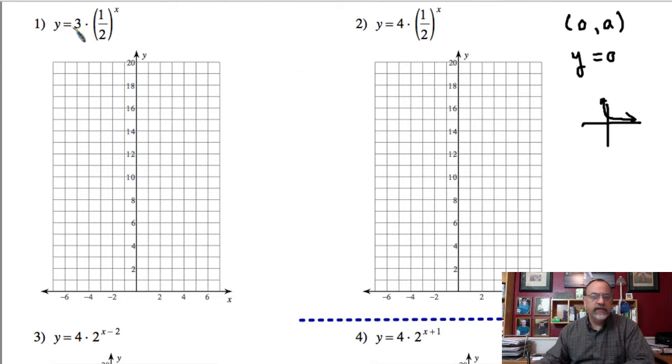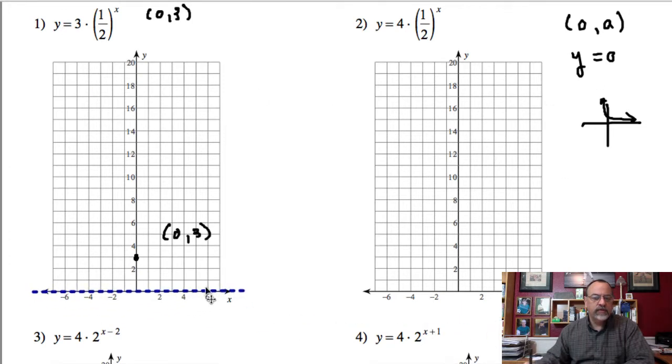The point (0, a) is on the graph, so a here is the number 3, so the point (0, 3) is on my graph, so I'm going to go ahead and graph the point (0, 3), and then I'm going to label that point. The asymptote is not moving, so the asymptote remains at y equals 0, so I'm going to put that in here and label the asymptote. Now again, I know this graph is coming down and decaying, so on this side of the point (0, a), it's going to get closer and closer to 0.